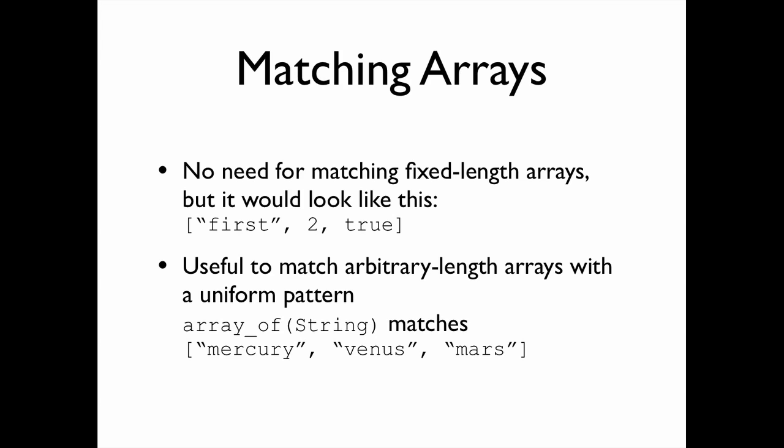Now, matching arrays. You might think that to match arrays, you would list the values in the array. But it turns out we didn't really have a need for that in our library, and I didn't find it to be very common to have a sort of mixed bag in an array. Normally, where you'd have a different type in each element of the array, you'd probably be using an object. But what we did have was arrays where you'd have a uniform pattern at each position in the array. So I made a notation for that. Array of string matches an array of strings.